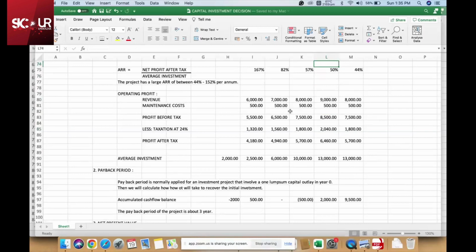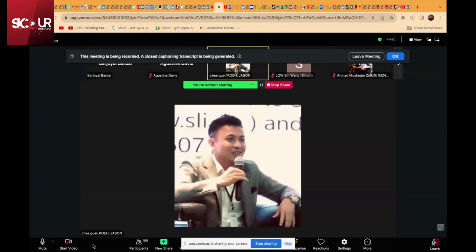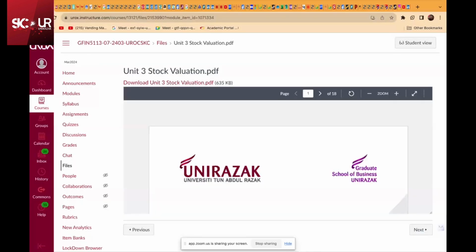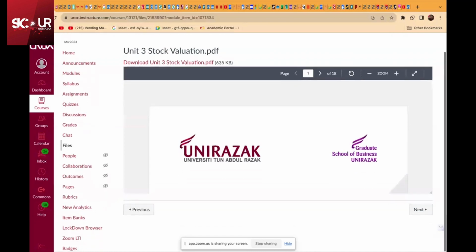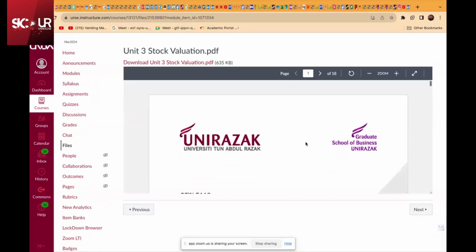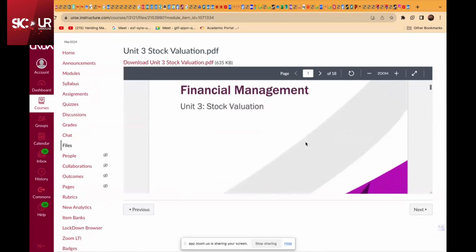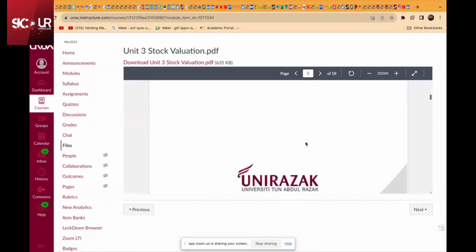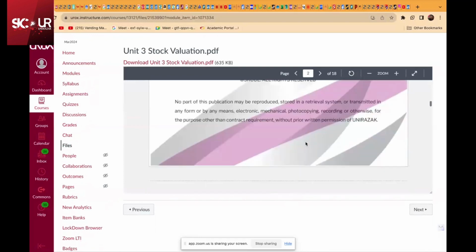Right, now let's move to a new topic. Here it is on stock valuation or share valuation. Essentially, we want to now discuss how we value a share if we invest in shares, or how we value our own share.